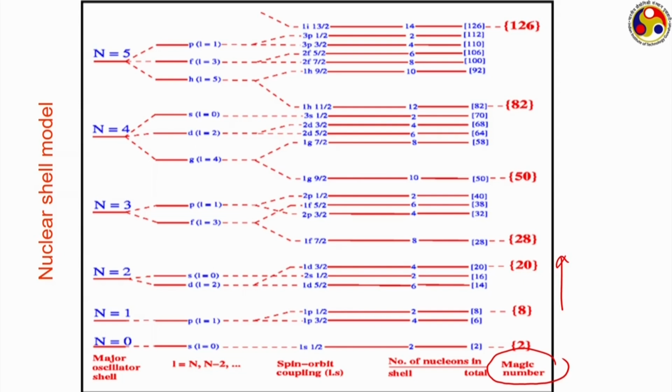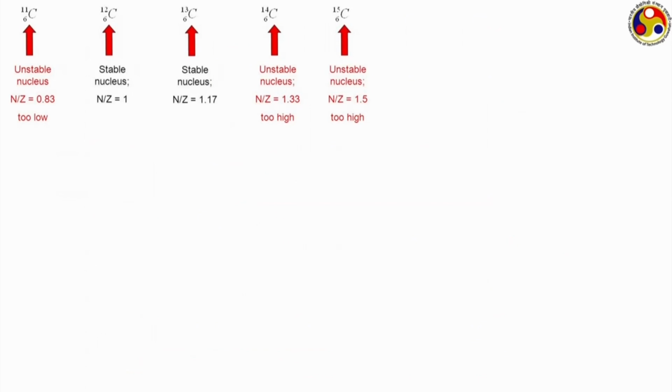But of course, this is a very restricted case, and most of the practical isotopes do not have nucleons equal to the magic number, and therefore they are vulnerable from this point of view. And then comes the second factor, which is the ratio of the number of neutrons and protons. Now, look at what we have here.